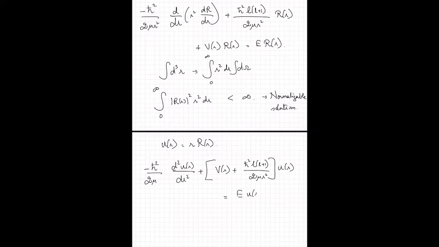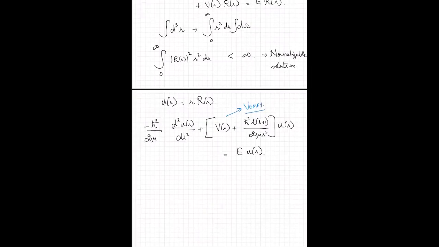Now you should verify this. If you write the Schrodinger's equation not in terms of capital R but small u, so if I solve for little u, it means I've solved for capital R basically.